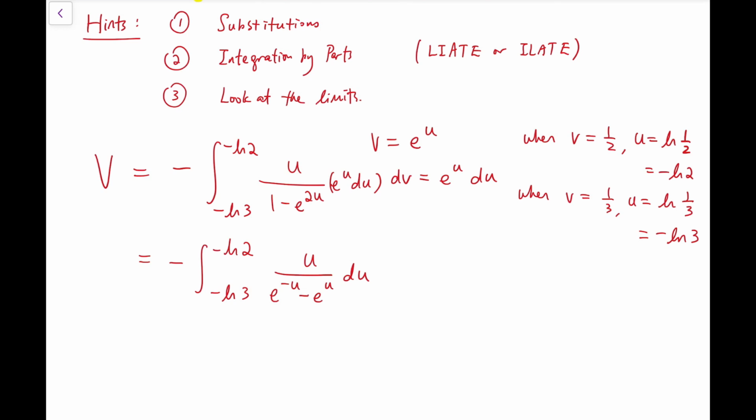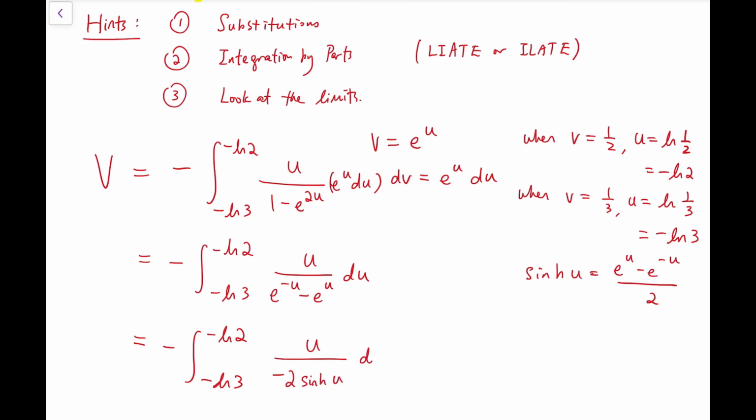So now we are actually very close to the integral u, because in fact sinh u by definition is just e to the power u minus e to the power minus u over 2. So that means we have minus log 2 to minus log 3 for the limits, and then it's u over minus 2 sinh u du.